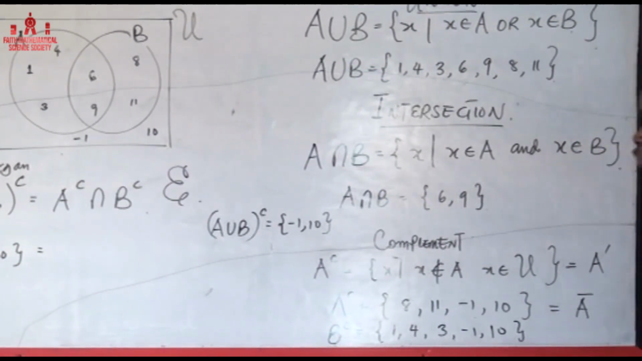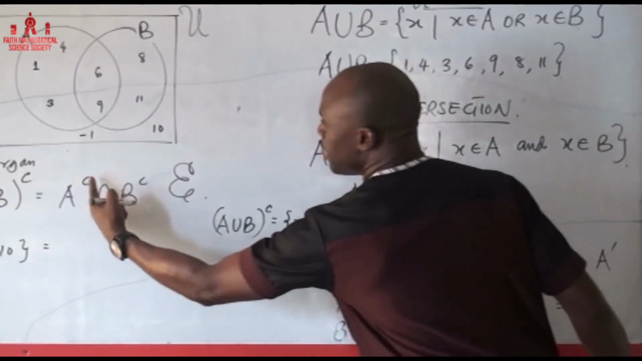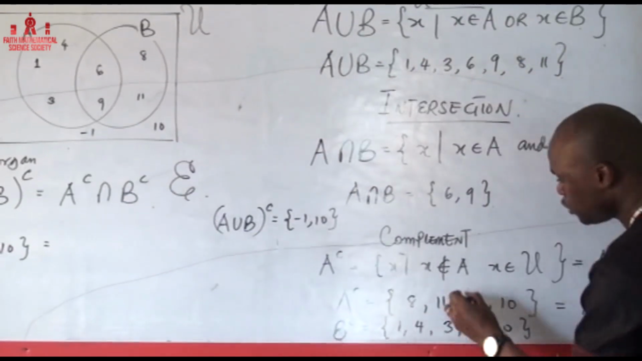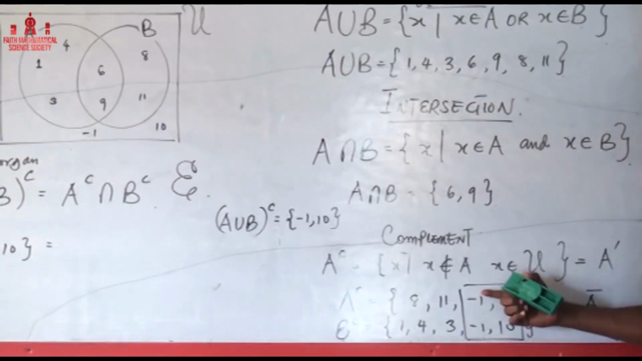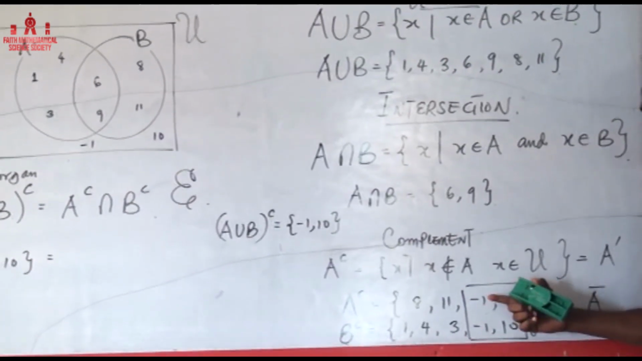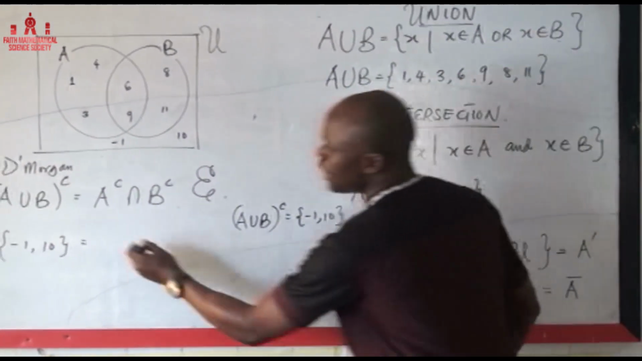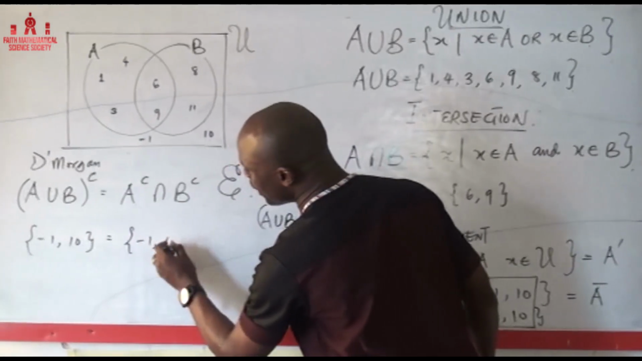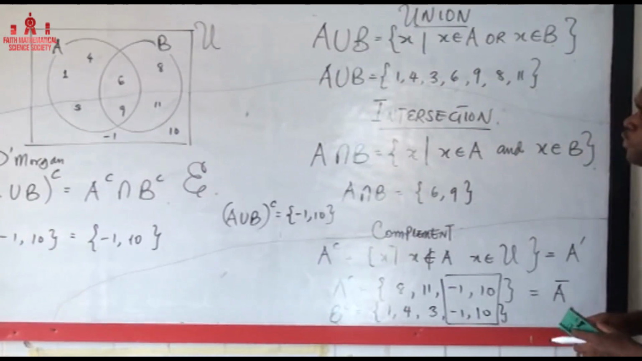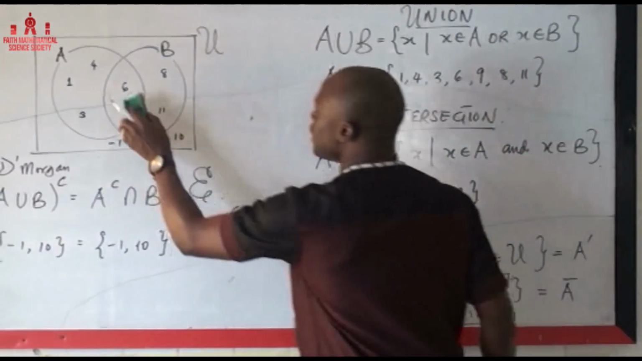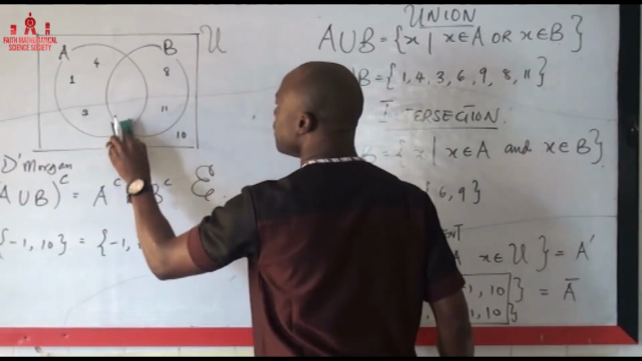Now, if you look at these two very well, A complement intersection B complement will be these two elements. Those are the elements that are here and also here at the same time, and that is minus 1 and 10, and that verifies the theorem, not the proof anyway. Now before we round up the video, let us move to how we can describe this better.